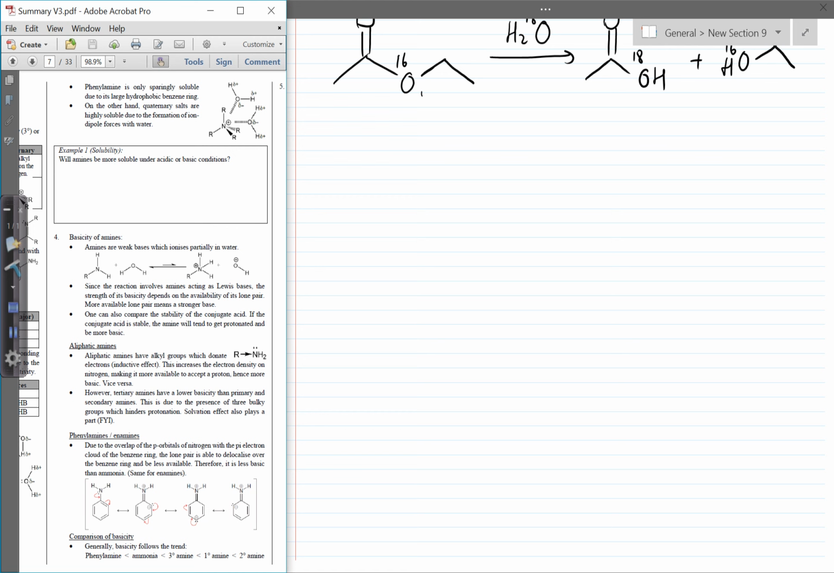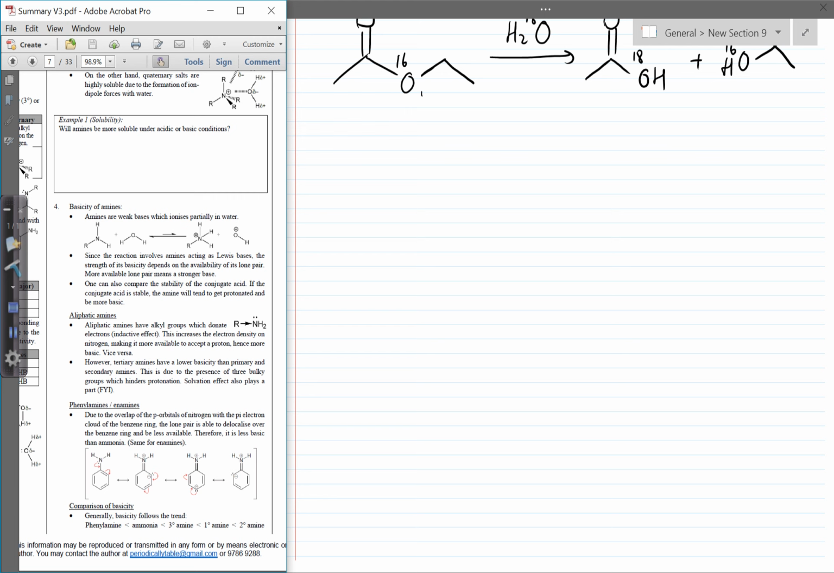So now, will amines be more soluble under acidic or basic conditions? We have done one question similar, right? For carboxylic acids, we know that carboxylic acids are more soluble in basic conditions. So for amines, they will be more soluble under acidic conditions, if you can remember how I explained. I wrote the equilibrium and then I told you how the equilibrium will shift if I add more base or if I add more acid. You can use the same way to explain.